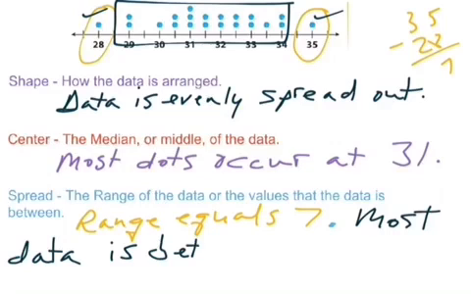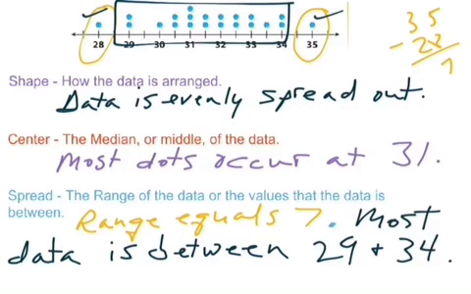is between 29 and 34. So, and I'll put an and sign here just to make it easy, but that's another way you could talk about the spread. You could say range, but it could be like an answer choice where they say where's most of the data concentrated. So this is how we can make an observation.